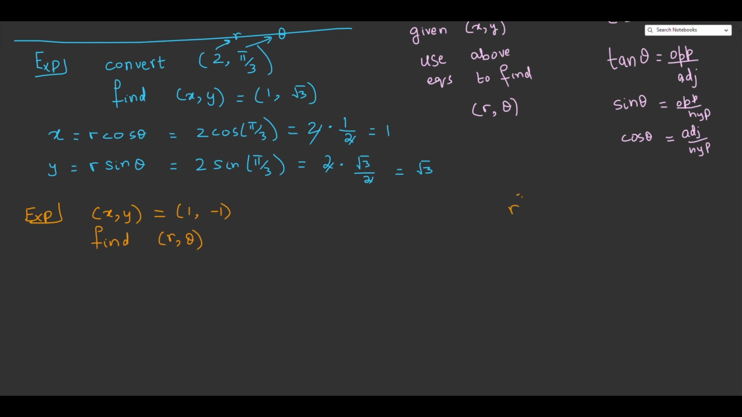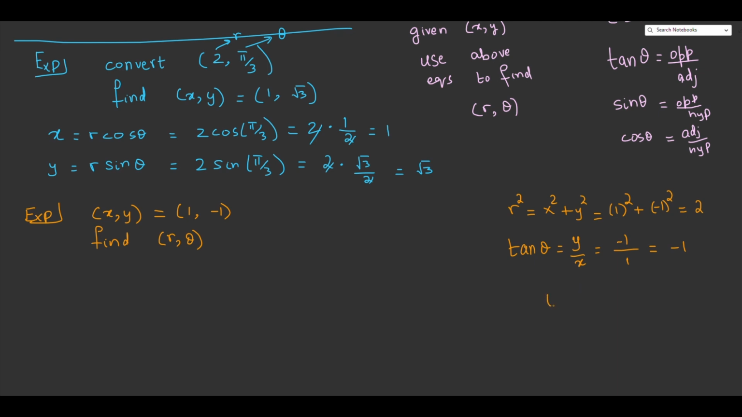So how can we find r square? We know that r square is equal to x square plus y square, and when we substitute these values, 1 square plus (minus 1) square, it will give us 1 plus 1, which is equal to 2. And how can we find tan theta? Tan theta equals y by x, which gives us minus 1 by 1, and it's equal to minus 1.